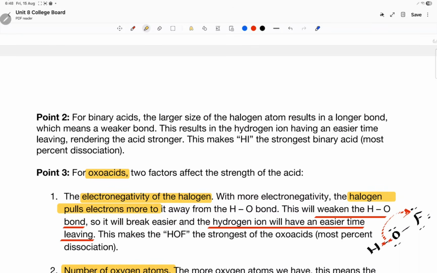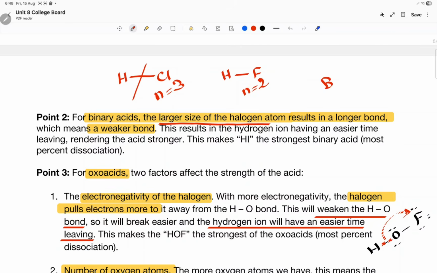How about binary acids? The larger size of the halogen makes the bond longer. And as you know from Unit 2, a longer bond means a weaker bond. For example, H with Cl is a longer bond than H with F. A longer bond is going to break down easier. How do you get a longer bond? By having a larger halogen. So Cl is larger than F. Yes, it is. Cl has 3 shells, F only has 2. Br has 4 shells, I has 5.